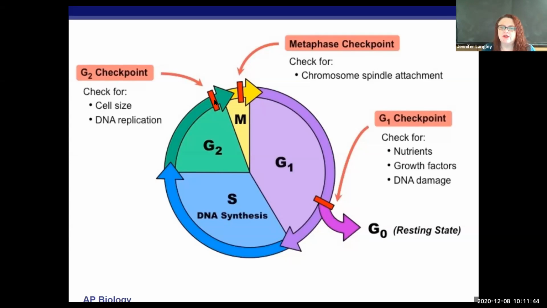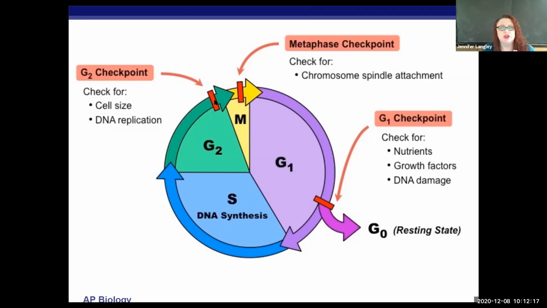So in this case, I'm going to check for cell size. Did it get big enough? Because if I divide and it's not big enough, both cells will die. Okay, and then I also check to see, did the DNA replicate properly? If the DNA replicated properly, both cells are going to be good. If it didn't, then one or both cells are going to have problems, not be able to function properly, potentially die. So I don't want to divide unless I have all that in there. And once I go, yes, all there, we're good, then I can go into mitosis.